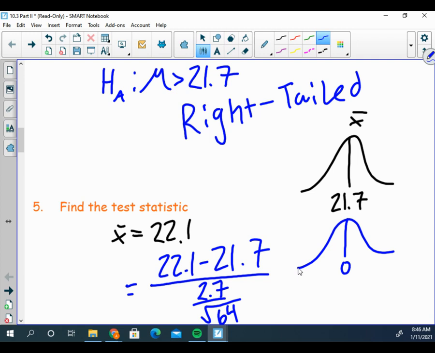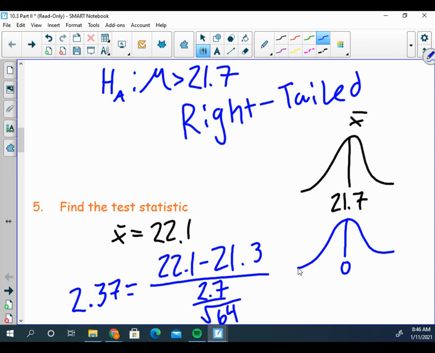And we get 1.185. No, I typed something in wrong. I typed in a wrong number. We should get 2.37. That should be 21.3. That look better? Okay, 2.37, perfect.